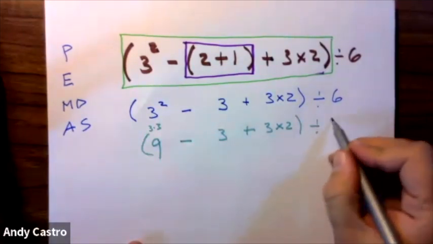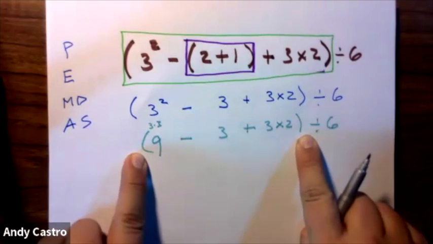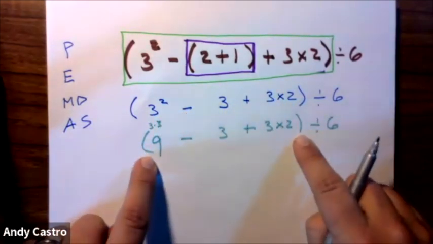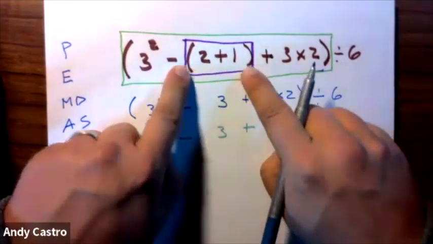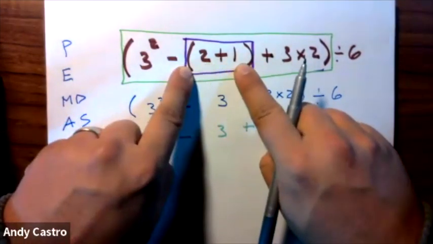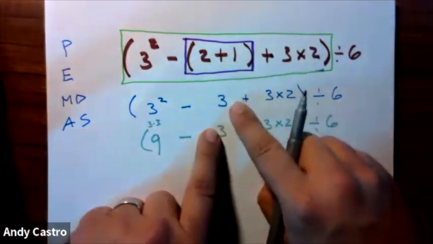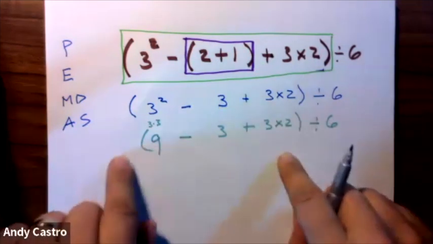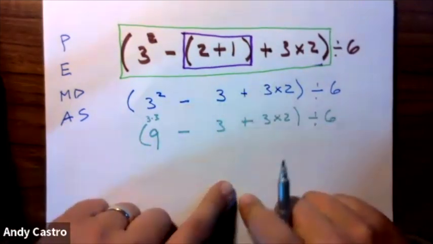Now I'm going to keep the parentheses here because I'm still working inside, okay? And once I've executed all of the operations, that's when I can remove the parentheses. So notice here, the parentheses were around 2 plus 1. After I executed that operation, then I put the 3 here. There's no parentheses around it. So once we get this thing down to one number, then we'll be able to take the parentheses off.